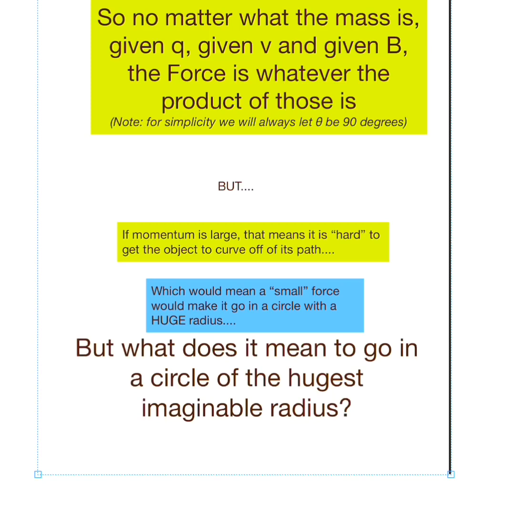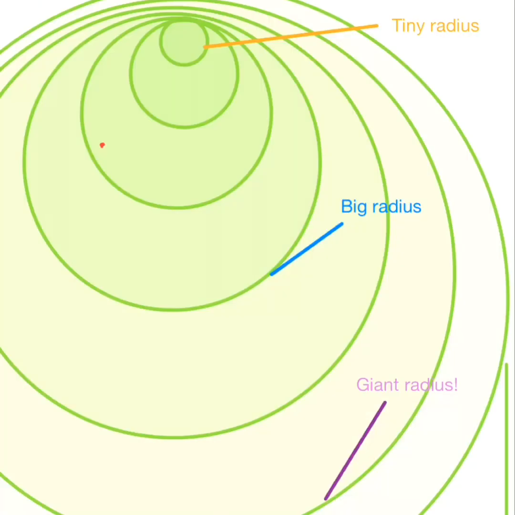But if the momentum is large, that means it is hard to get that object to move off its straight line path onto a curved path, which would mean a small force would make it go in a circle with a huge radius. But what does it mean to go in a circle of a huge radius?